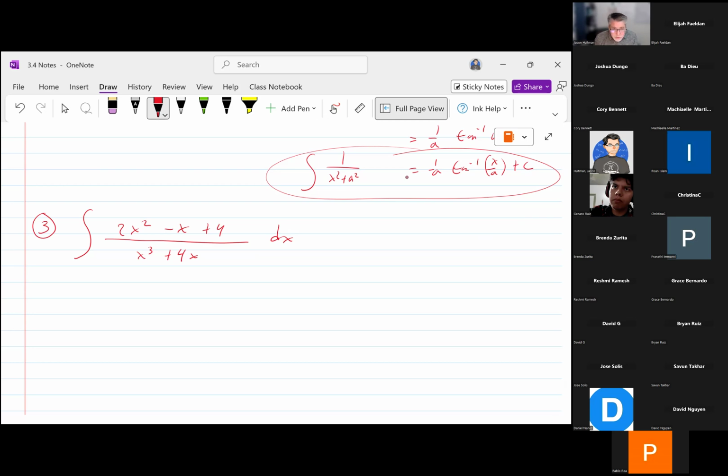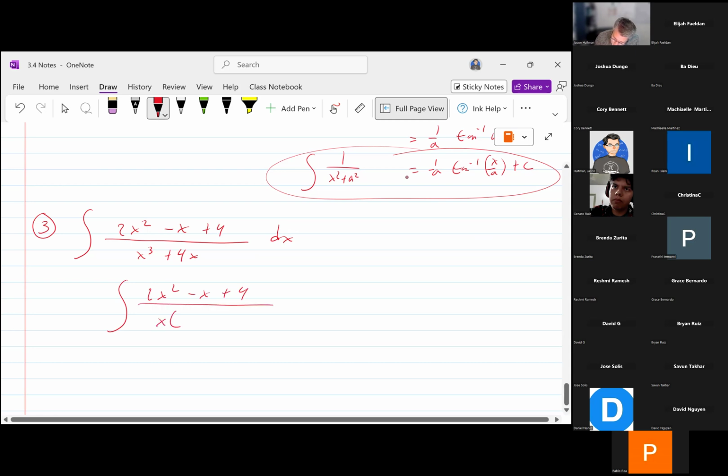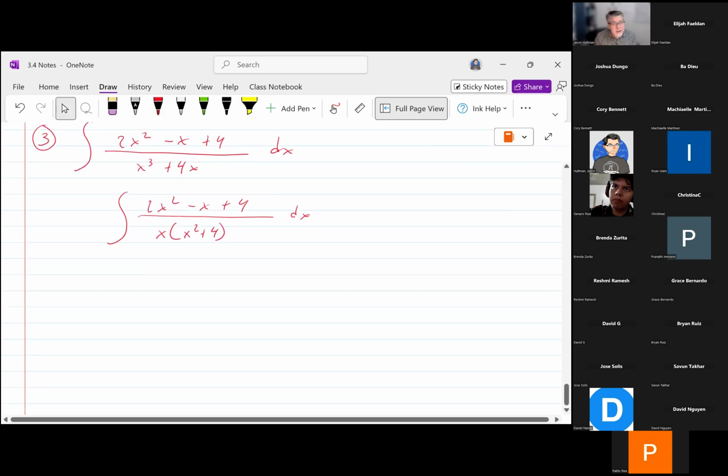Okay, I want to factor the denominator. So the integrand becomes 2x squared minus x plus 4 all over x times x squared plus 4 dx. Now, x squared plus 4 cannot be factored anymore, so I just end up with the two factors here.